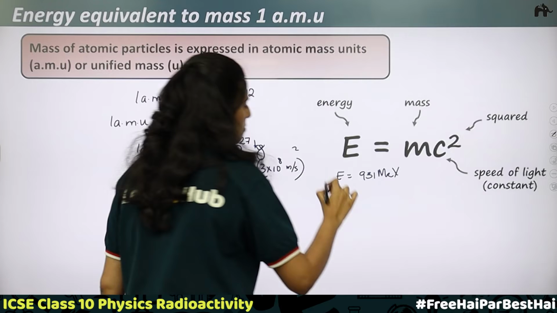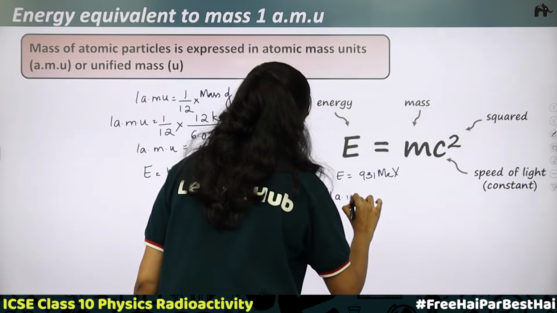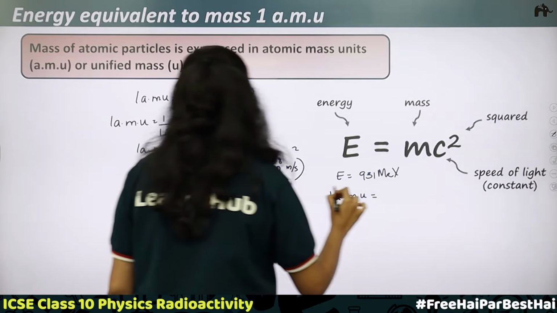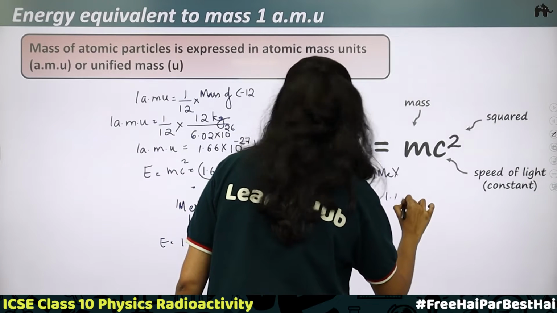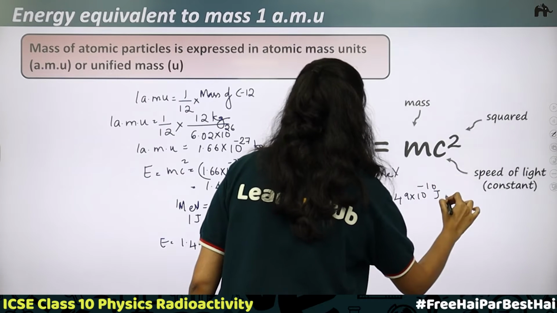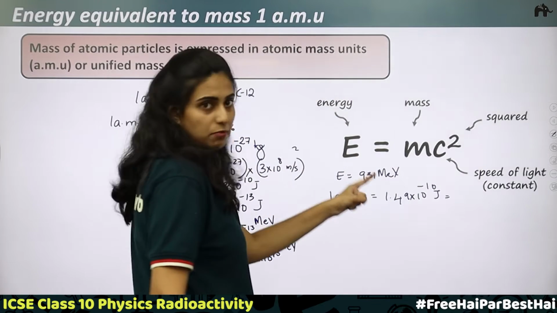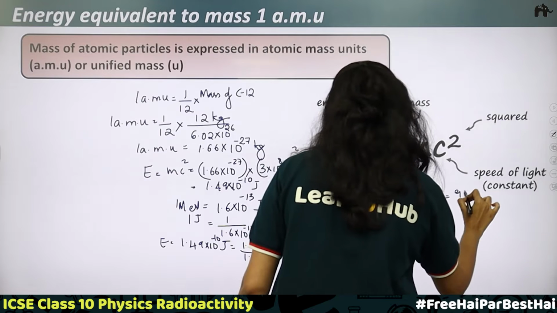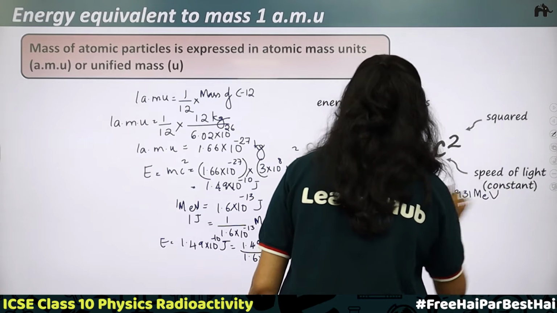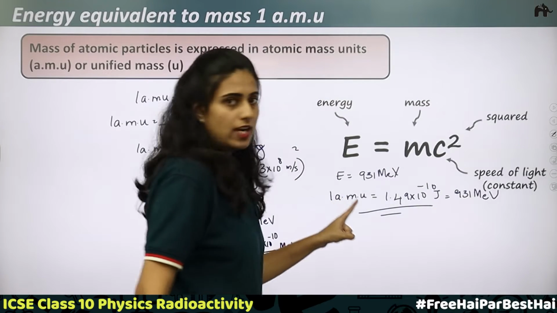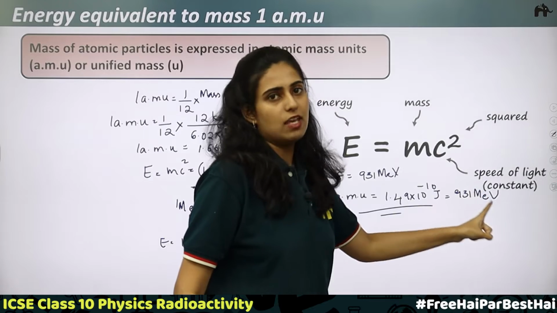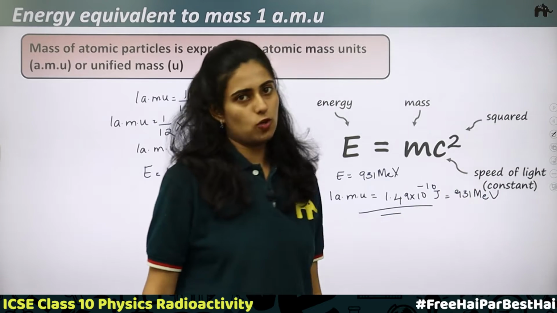So if the mass lost is 1 a.m.u, it is equivalent to 1.49 into 10 raised to minus 10 joules. It is also equivalent to, that is in MeV, 931 MeV. So this will be the energy that is released. If mass lost is 1 a.m.u, then energy released will be 931 MeV, mega electron volt.